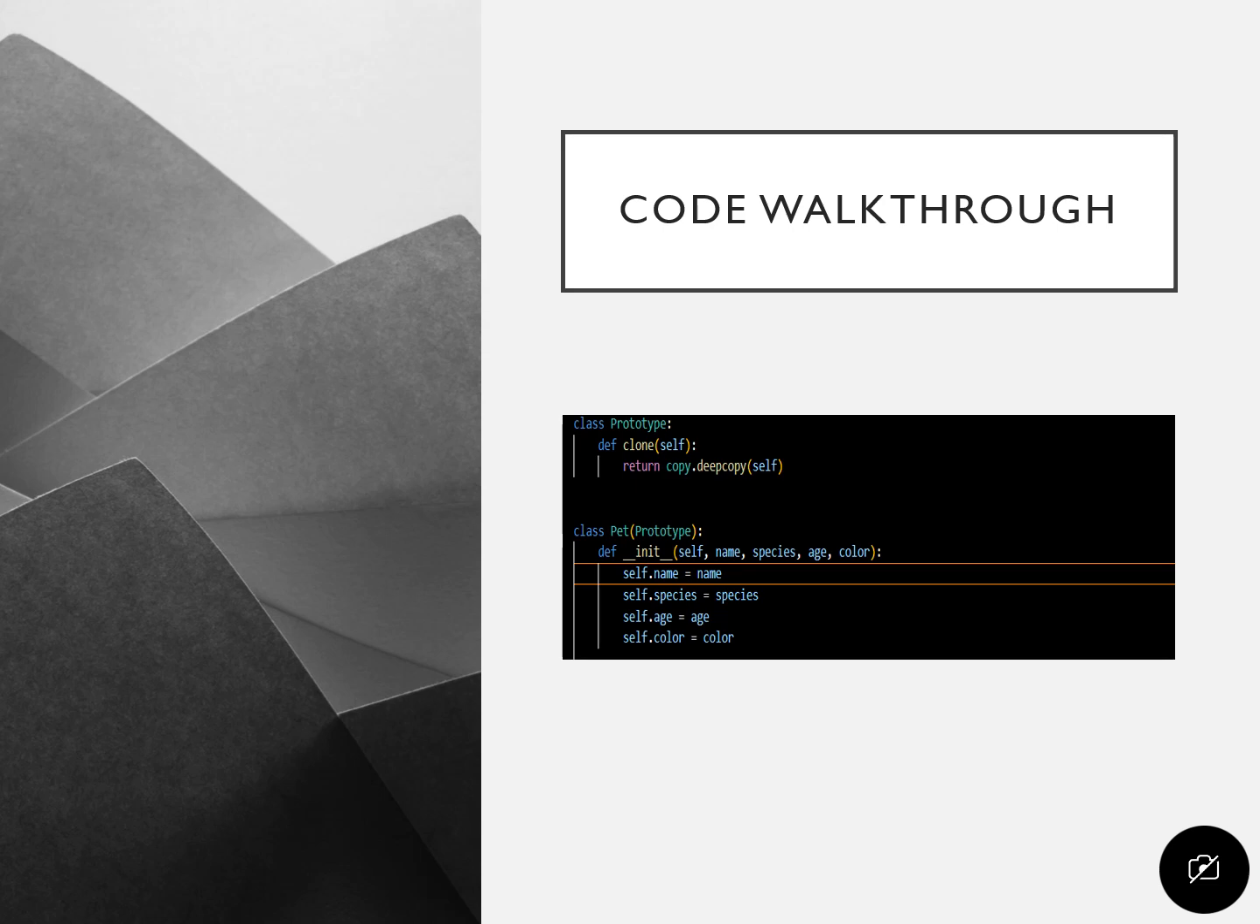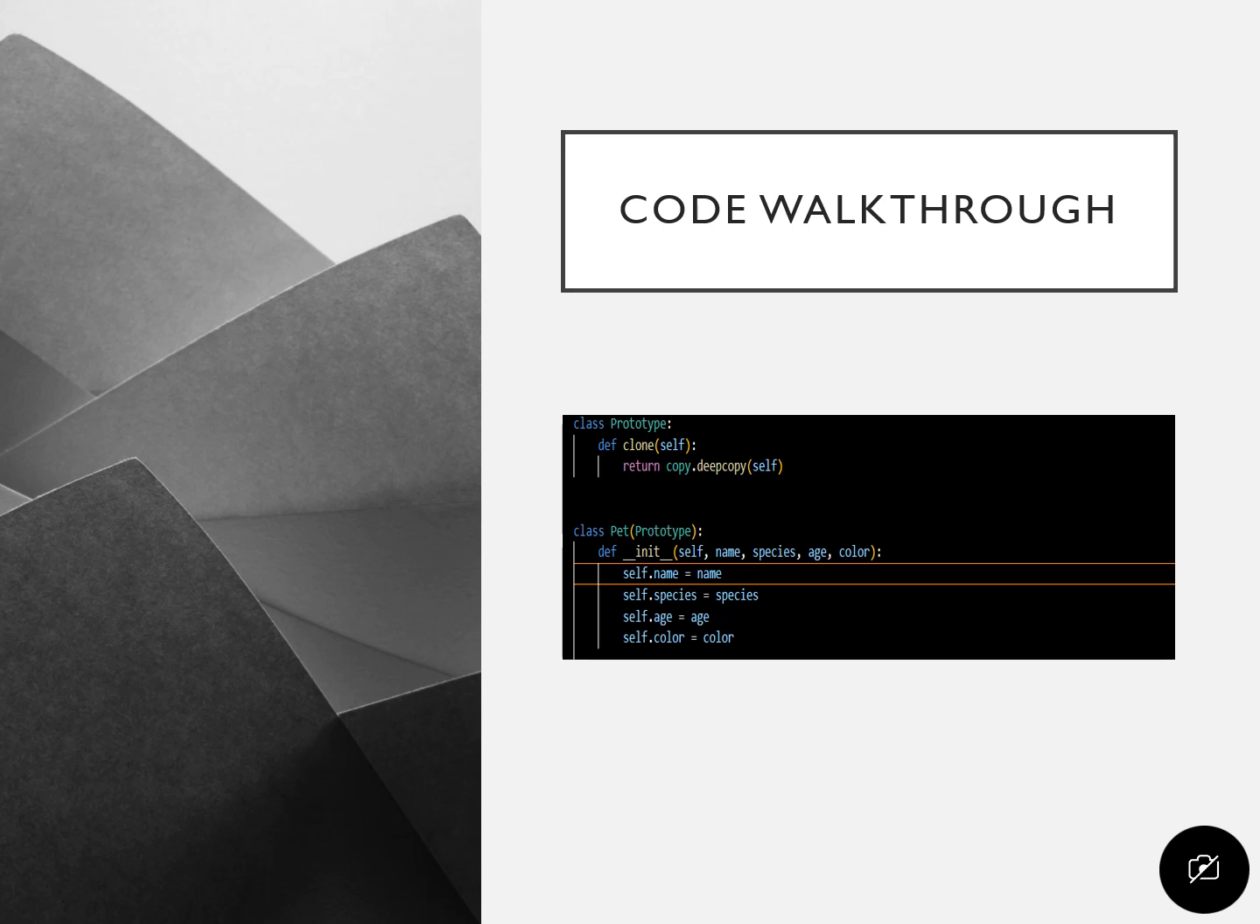I'll walk through the code. So this is the class part. Mainly for the class part, the prototype class defines the clone method. It's going to use copy.deepcopy(self) to create the duplicate objects. And it's basically because, instead of creating a new object manually, we can reuse the existing object by deep copying.